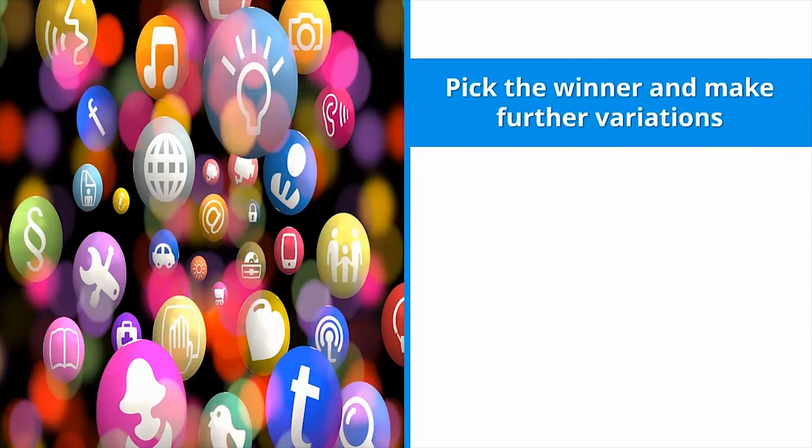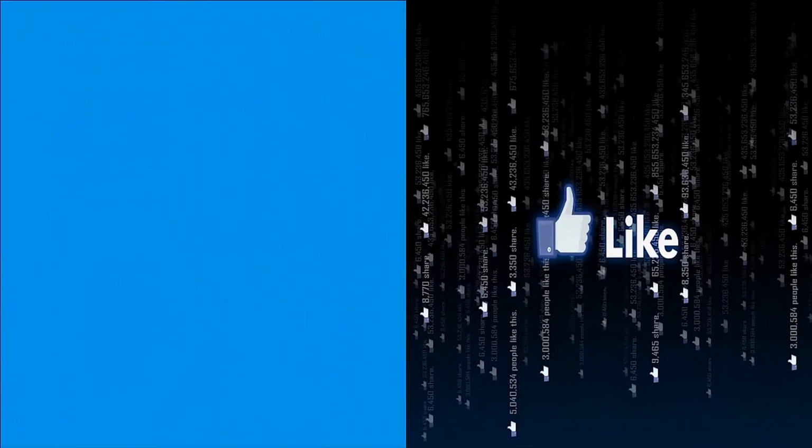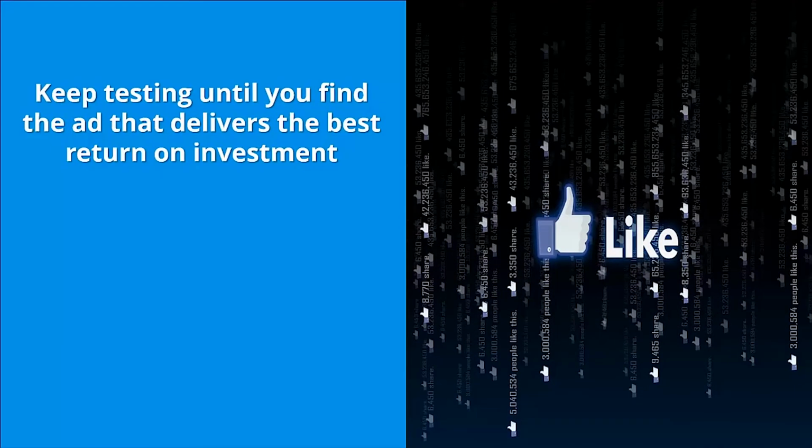Pick the winner and make further variations. Now that you have made variations of the original and you ran a test, there will be at least one winner. It gets the most clicks and conversions. Make variations of it and you run the test again. Keep testing until you find the ad that delivers the best return on investment.